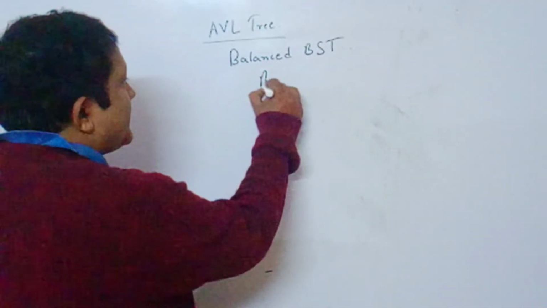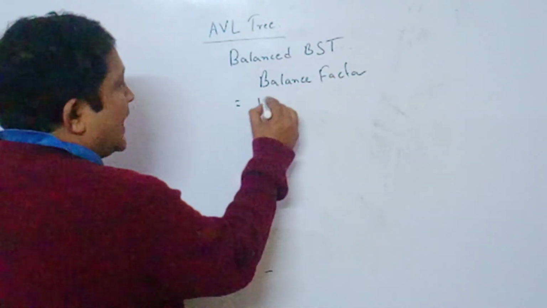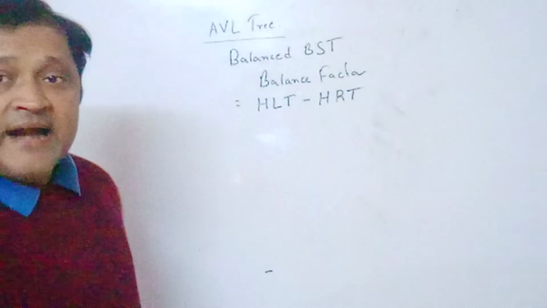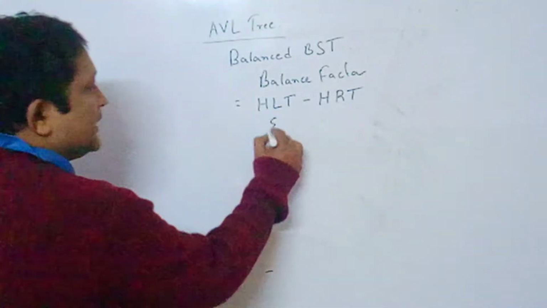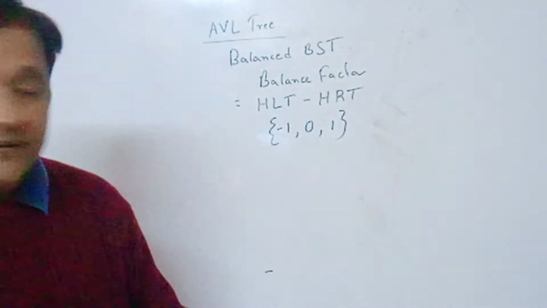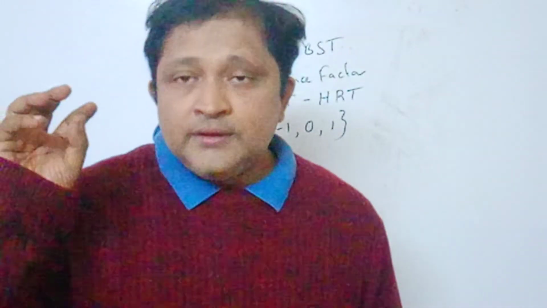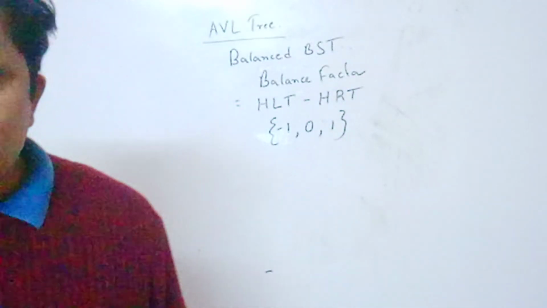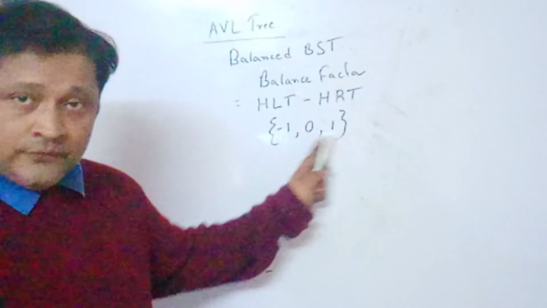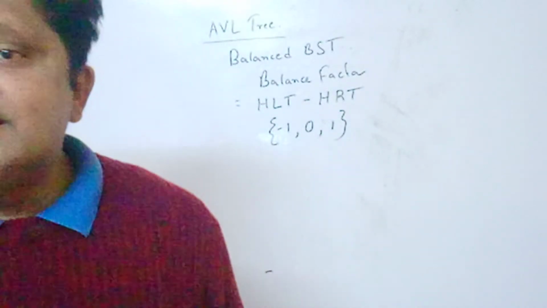Balance factor is equal to the height of the left subtree minus the height of the right subtree, and the value should fall between -1 and +1. These three are the possible values. This is the range of values of the balance factor for which we call a tree balanced. For a certain node, if the balance factor falls within this range, we can say the subtree having that node as root is a balanced subtree.